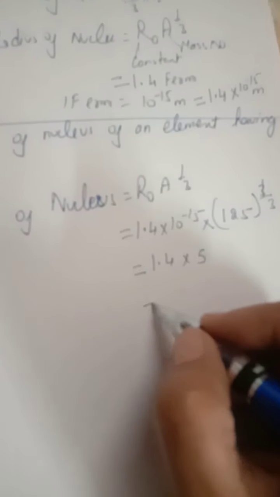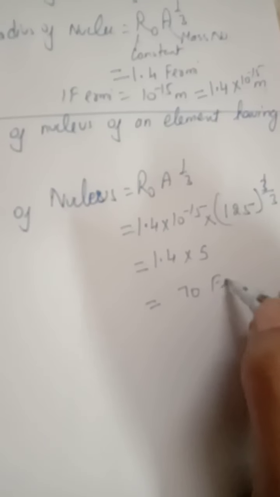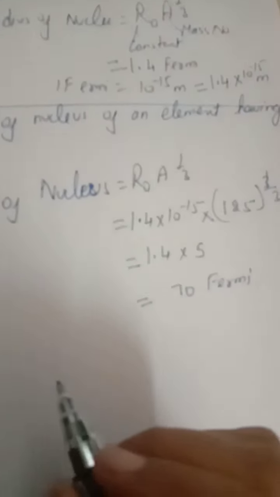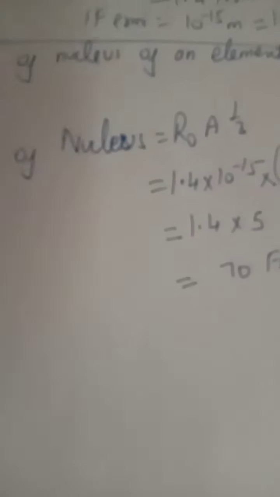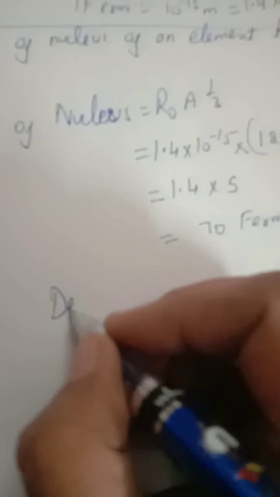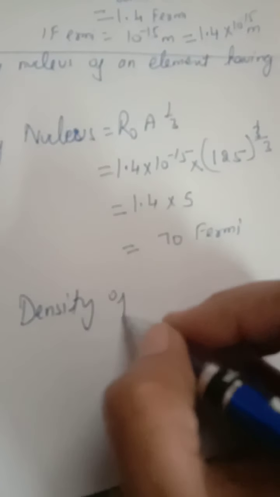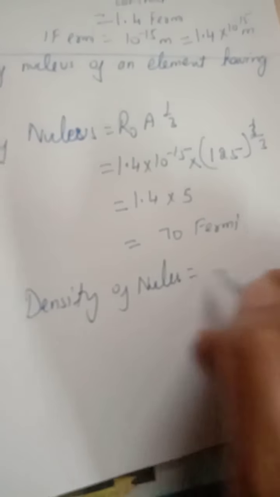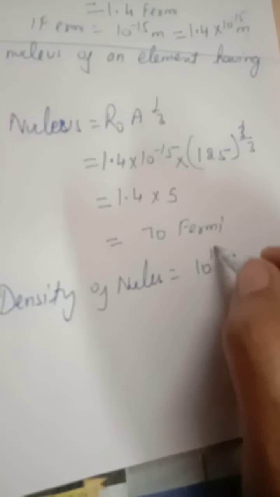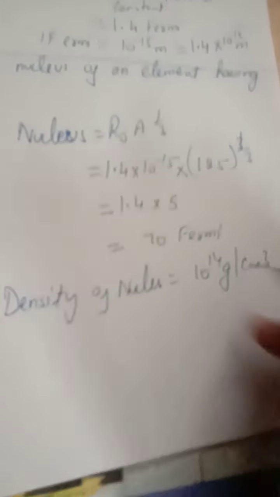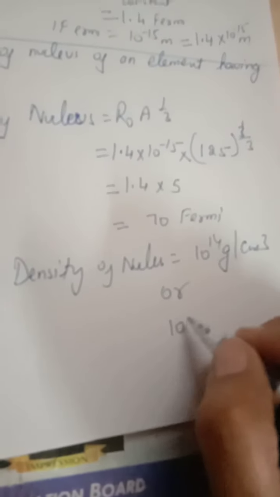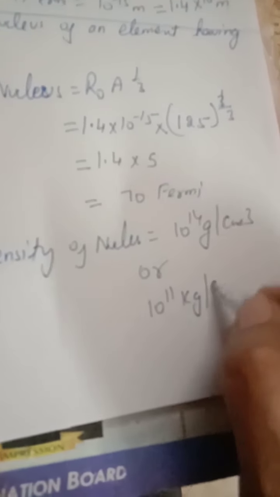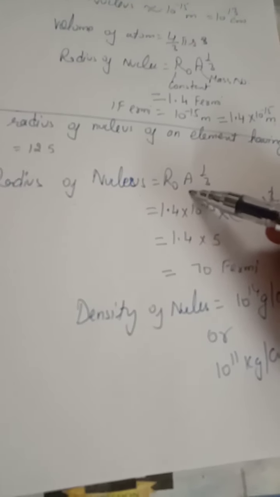So when we solve it, it comes out to be 1.4 into 5, which is equal to 7 Fermi, or you can find its density of nucleus. It comes out to be 10 raised to power 14 gram per centimeter cube, or you can write it as 10 raised to power 11 kilogram per centimeter cube. It's an important question where you have to find out radius of nucleus by this formula r naught A raised to 1 by 3.